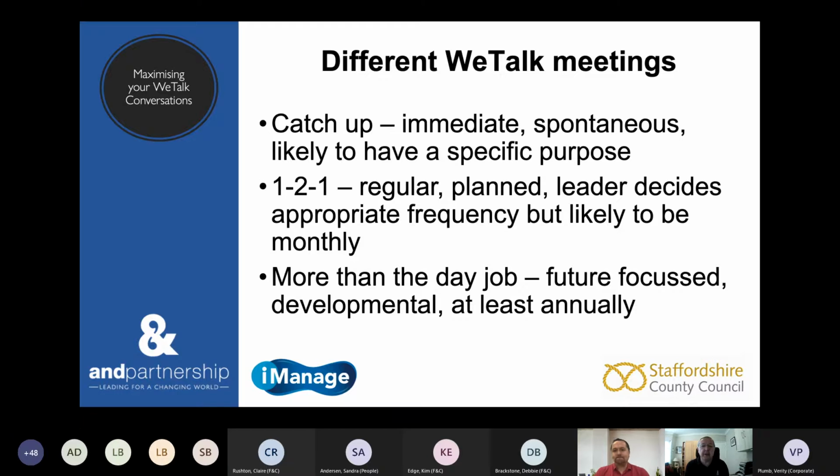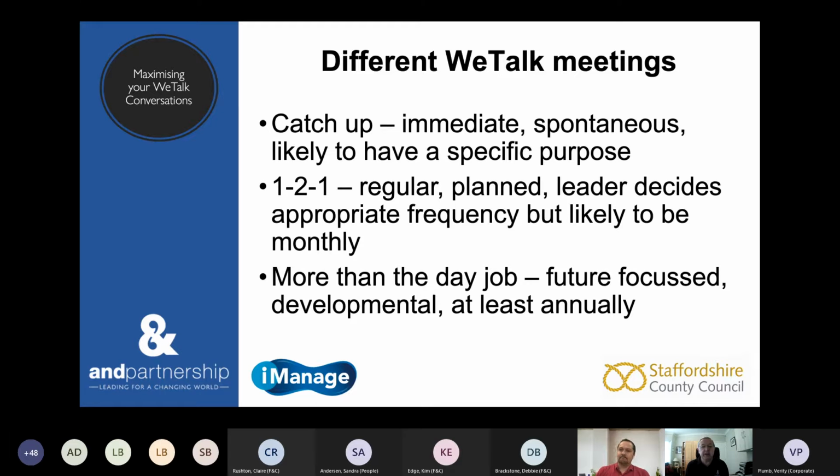A one-to-one meeting tends to be more regular and planned. The leader, in conjunction with their team member, decides the appropriate frequency, but it's likely to be around about monthly. But leaders can make it more or less frequent if appropriate.